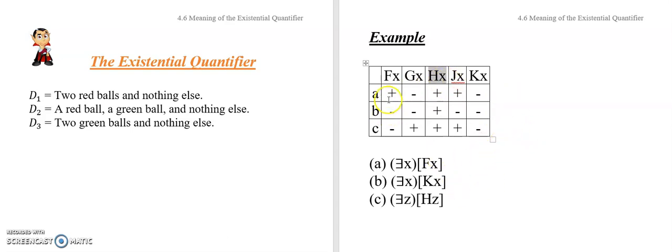So we've got a domain of discourse. It's got three objects. They're described this way. And the question is, on this domain of discourse, is this sentence true or false? Pause now.